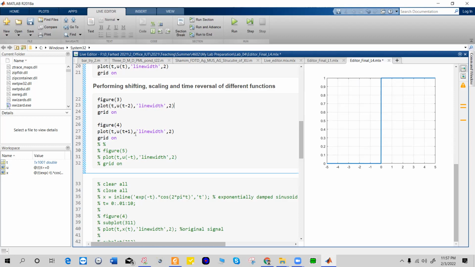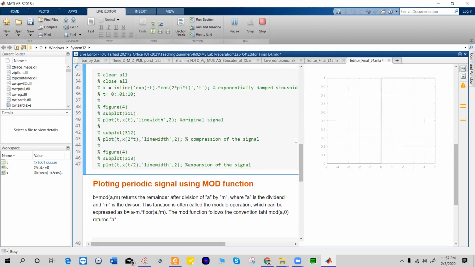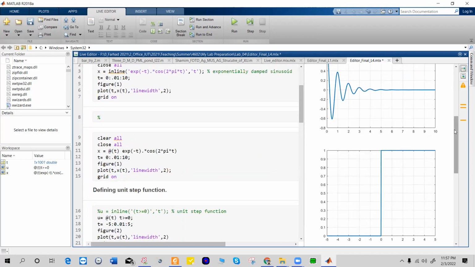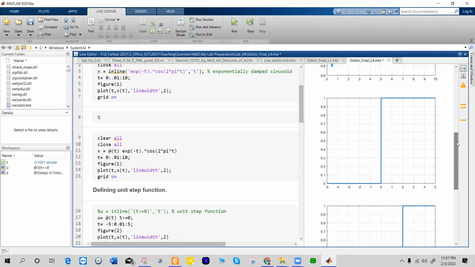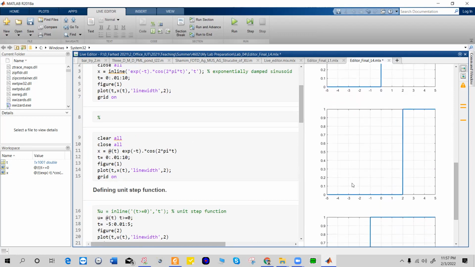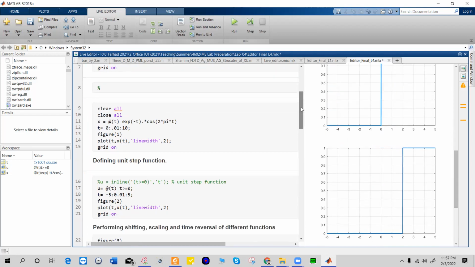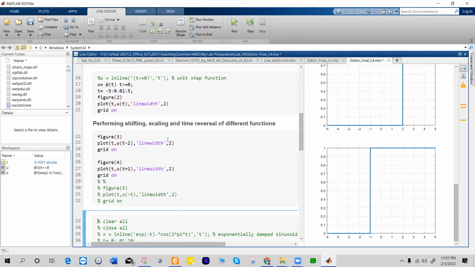So let's verify. So this is our u of t, and u of t minus 2 is this one, and u of t plus 1 is this one. You can see minus 1 here because the signal has been shifted towards the left by 1 second. So we have verified the shifting properties.